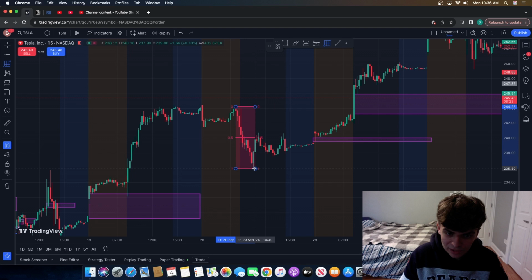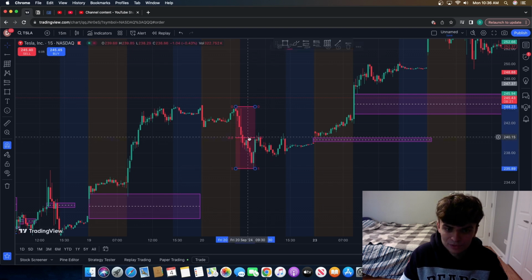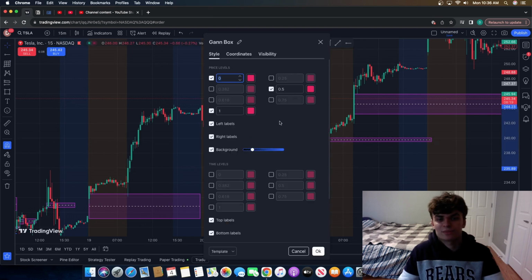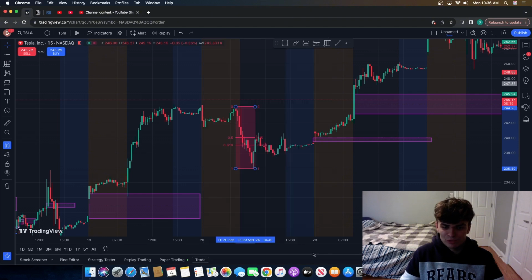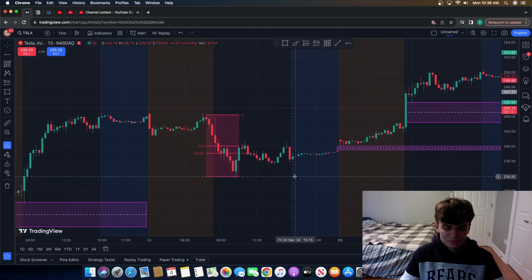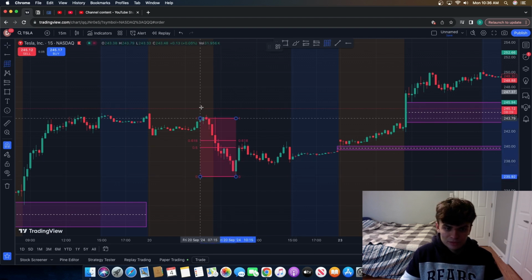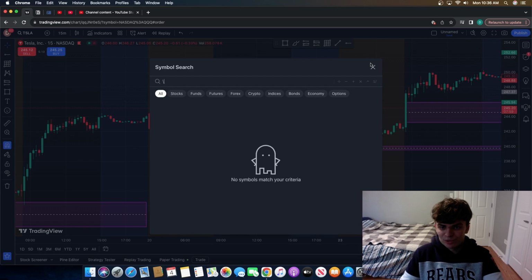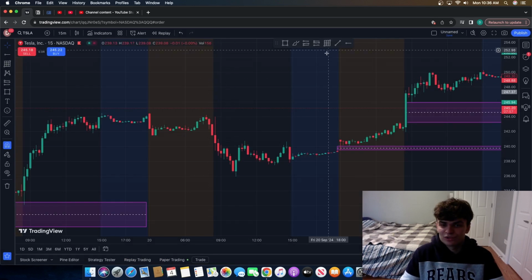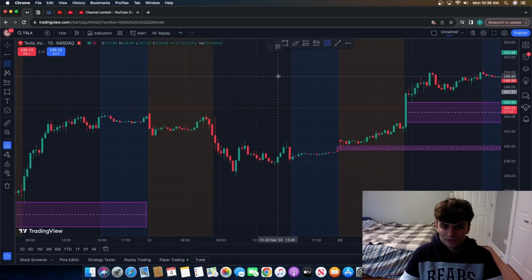If you go into the settings of the Gainboxes, a lot of people like using the 0.61 mark. This was not the proper way to do this. Alright, so this is the equilibrium point. This is the 0.61. A lot of people treat this 0.6 mark a little more seriously than 0.5. Personally, bro, I've been just going halfway through. I don't really care.